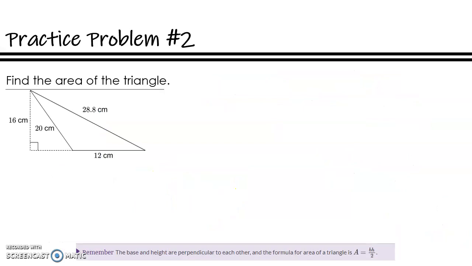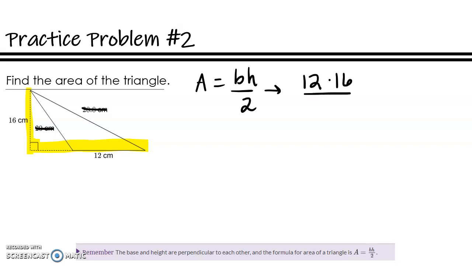Okay, so for this one, it might be a little bit confusing, but what I want you to remember, and it's down here in this purple box, the base and height are perpendicular to each other. That means that the base and height must always form a right angle. So this right here, 12 and 16, are the two sides that create that right angle. So we don't need 20, they're trying to trick us, and we don't need 28.8, they're trying to trick us there as well. Okay, so base times height divided by 2. The base is 12, the height is 16, and we will divide that by 2.